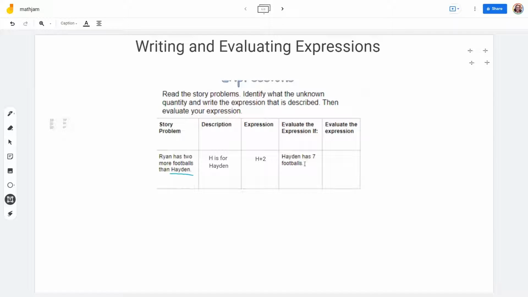In order to find this out, we have to figure out how many footballs Hayden has. Our next column tells us Hayden has 7 footballs. So let's start by rewriting this. We're going to say H plus 2 because that's where we started. Now we know that we can replace that H with a 7 because the next column says that Hayden has 7 footballs. So 7 plus 2, and of course 7 plus 2 equals 9. So that means that Ryan has 9 footballs.